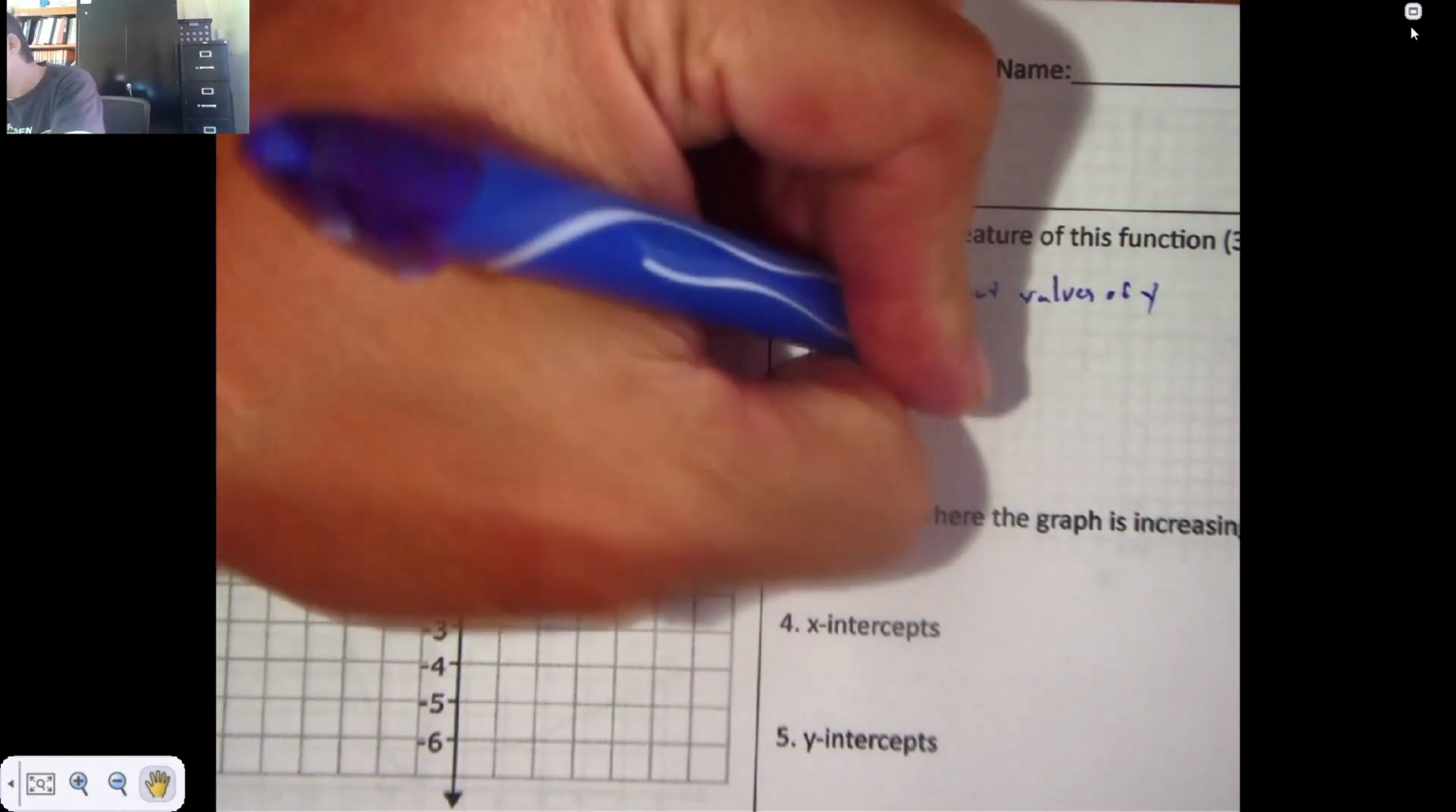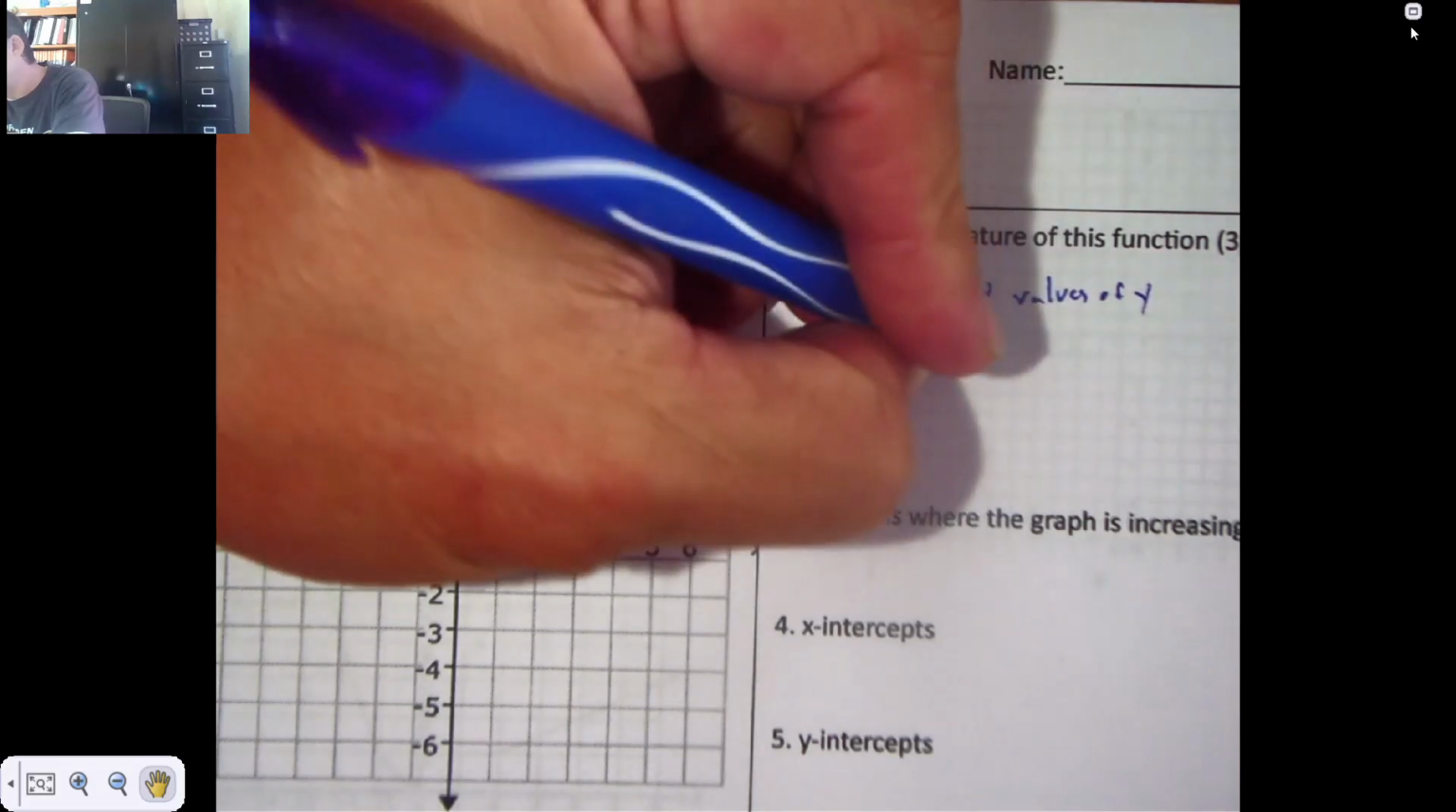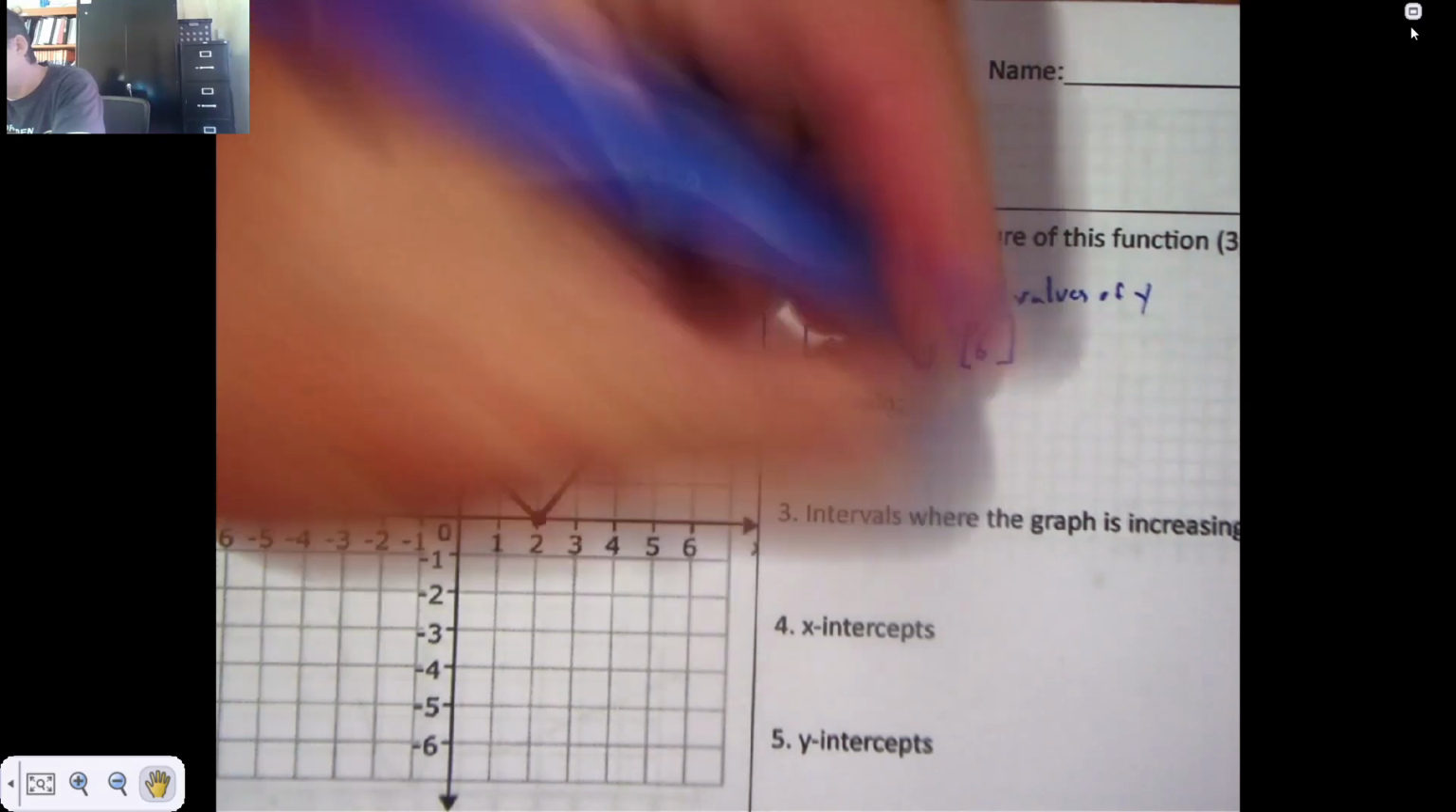A lot of you guys just don't even understand what x and y are, and it is blowing my mind.